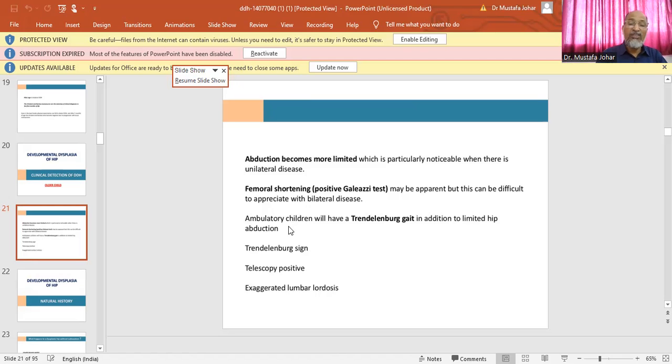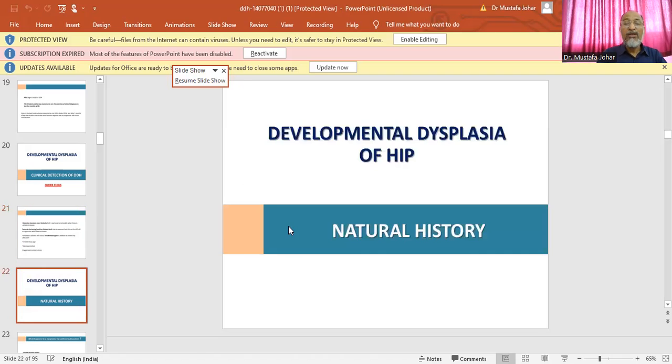Then you have got exaggerated lumbar lordosis when you put your flat hand under the lumbar area of the child in the supine position. Your hand is able to go inside under the child's spine.